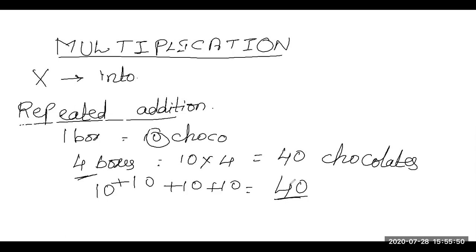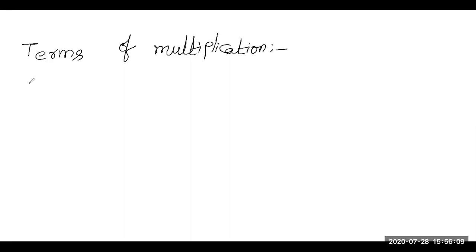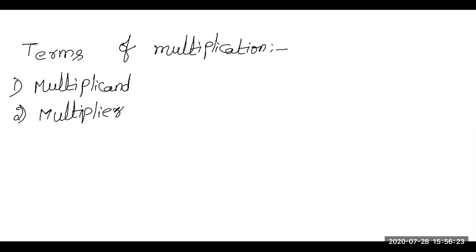Okay, children, now we will go for the terms used in multiplication. What are we going to see now? Terms of multiplication. First we'll see the terms multiplicand, multiplier, and last but not the least, product.